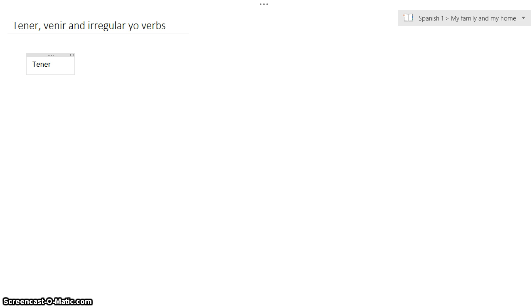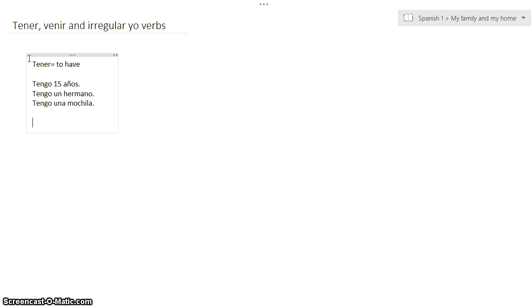Okay? Tener. Tener is to have. Okay, so you know this because you've been using this phrase a lot. Tengo 15 años. You've been using that phrase for a while. You've been saying tengo un hermano or tengo una mochila. Okay, so all of those forms of the verb tener are in the yo form. Yo tengo.